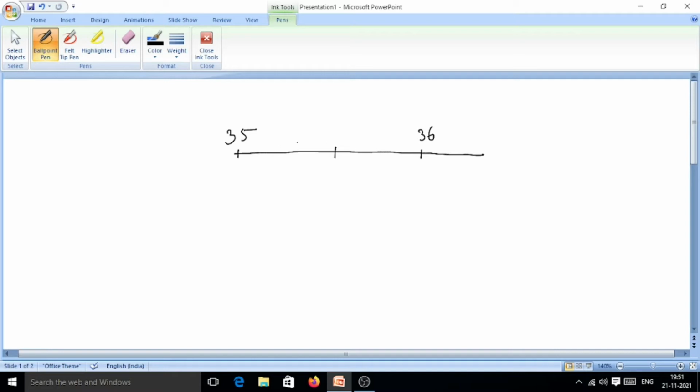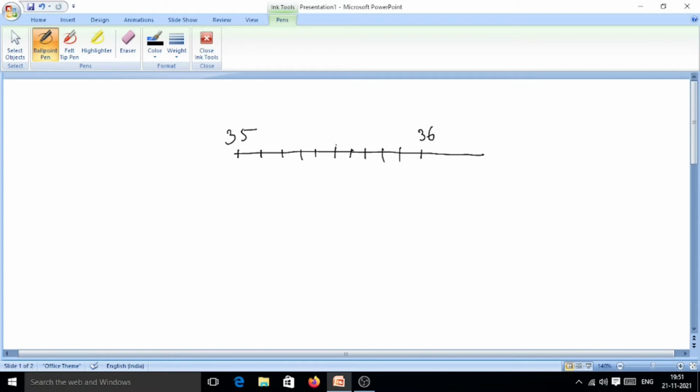this space has been divided into 5 equal parts. 1 2 3 4 5. Think about this. This is five equal parts. Here it is not equal, but just think that it is equal parts. These are all equal. Then 1 2 3 4 and 5. So total how many parts are there? 1 2 3 4 5 6 7 8 9 and 10.